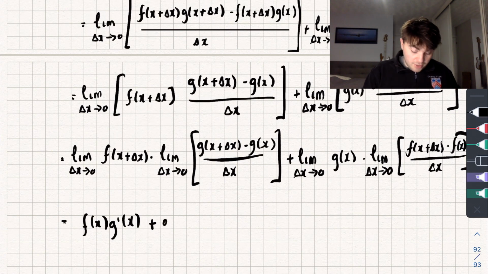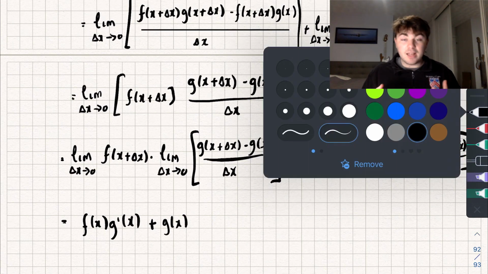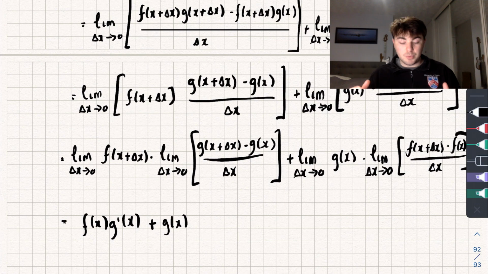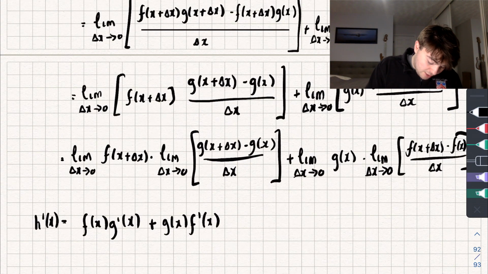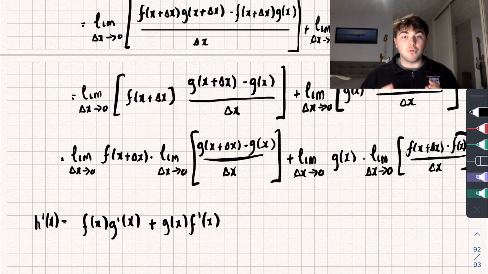Well, that's just g of x, so I'm going to add on g of x. And that's multiplied by the limit as delta x goes to 0 of this thing here, which is again the formula for differentiation from first principles. So I'm multiplying that by the first derivative of f of x. And so there we get that the derivative h dash of x is equal to our product rule formula.